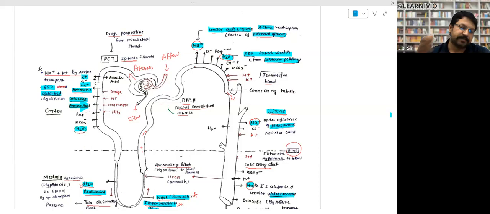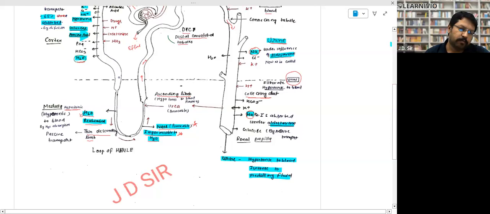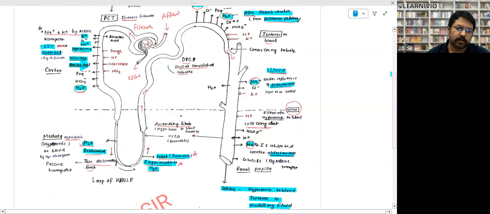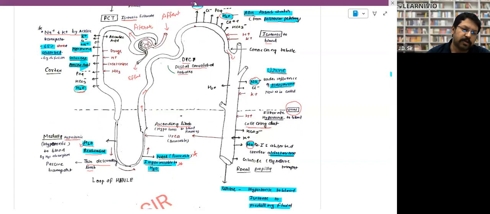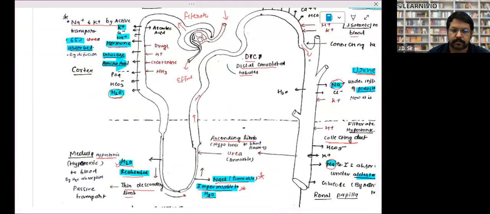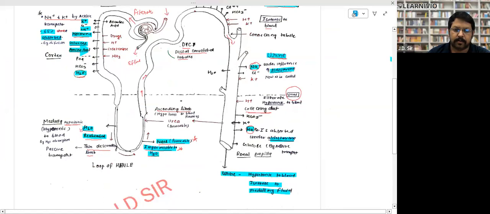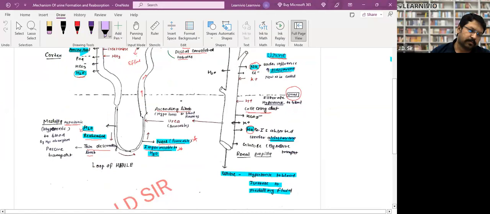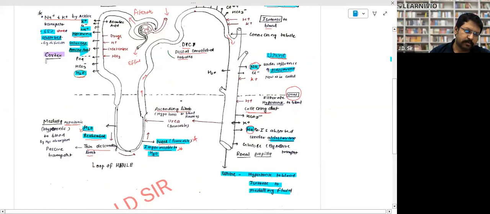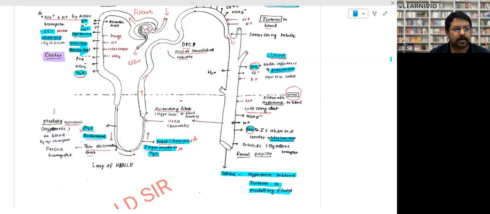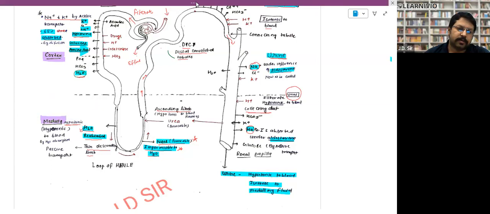Now, when this filtrate comes to this part, I have already told you that half of the nephron is found in the cortex and half is found in the medulla. This half of the part is found in the cortex. And this half, from this line downward to this line, is found in the medulla. Right. Now try to understand.